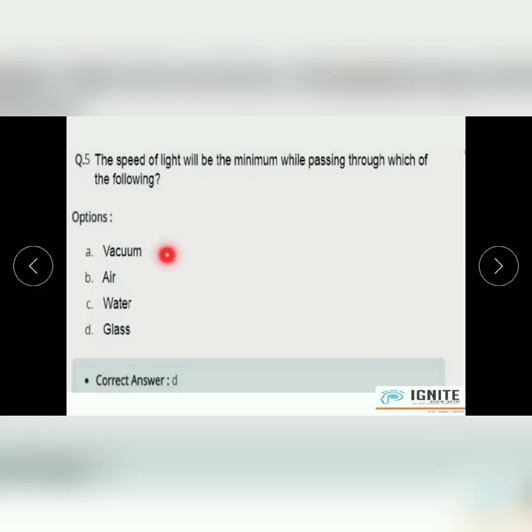This is because there is no obstruction in the propagation of light in vacuum, as there is no matter in vacuum, and also because the refractive index of vacuum is lowest, that is equal to unity. But the refractive index of water is 1.3 and the refractive index of glass is 1.5. Therefore, the speed of light will be maximum while passing through vacuum, while the speed of light will be minimum while passing through glass. Okay.